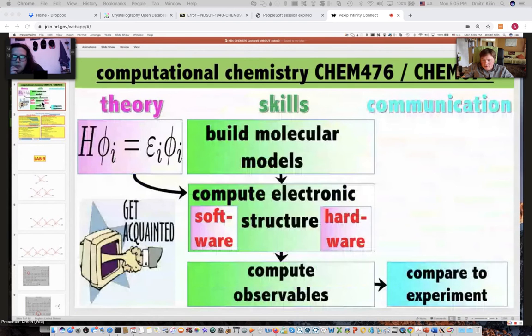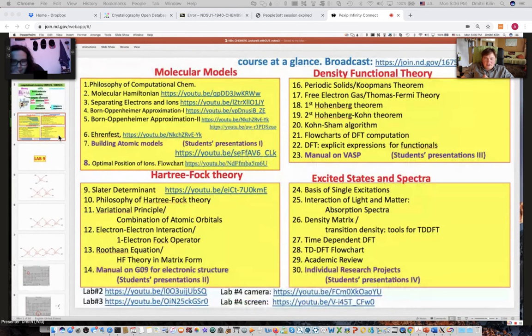So one goes over the theory background behind any computational chemistry calculations. And it's maybe the heaviest part, but it is not our primary goal. Then one gets skills on how to build molecular models, and which software and which hardware one needs to run in order to compute observables and compare them to experiments through scientific communications. So by now we have finished chapter one on building molecular models, and there are four in total.